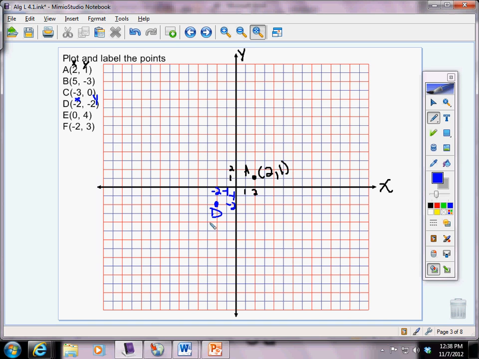This is point D. Now if you look at point E, it's the point 0, 4. This 0 here for an x means you don't move left or right at all. The y being 4 means you go up 4. So this is actually the point 0, 4. Hopefully plotting points is familiar enough to you. The biggest thing to remember is that the x value, the x coordinate, is listed first, that's your left and right movement, and your y value is listed second, that is your up and down movement.